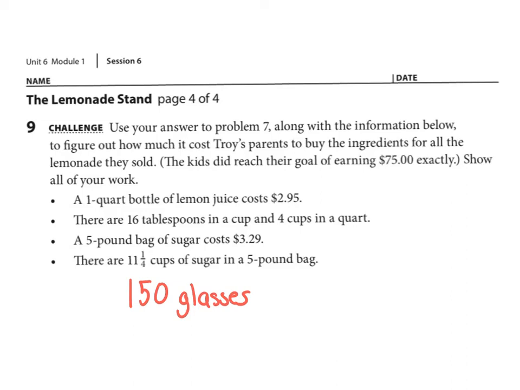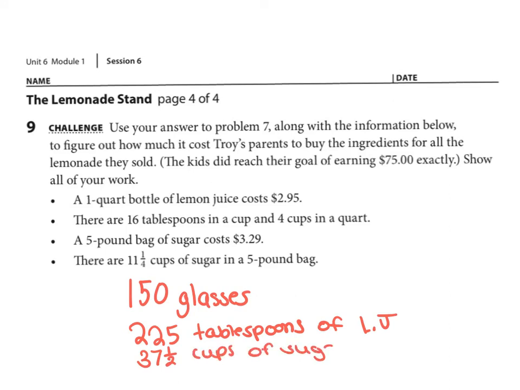So I'm just going to tell you because I already did the math. It's going to take 225 tablespoons of lemon juice. I'm going to say LJ for lemon juice. And it's going to take 37.5 cups of sugar. How I solved that was by doing tablespoons of lemon juice: 1.5 times 150 equals 225. And then 1/4 times 150 equals 37.5. That's how you would solve that.